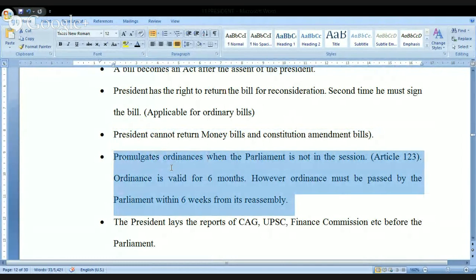The president promulgates ordinances when the parliament is not in session. So this is what is mentioned under Article 123.